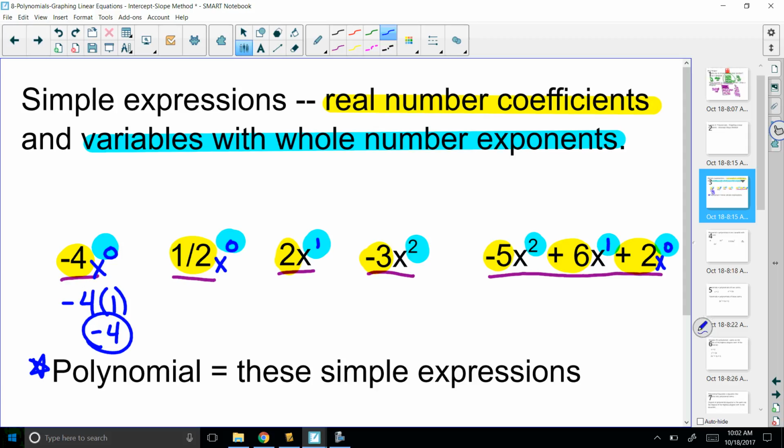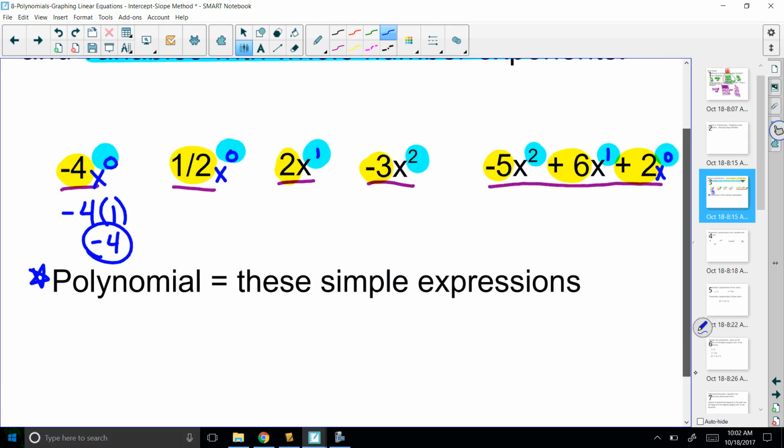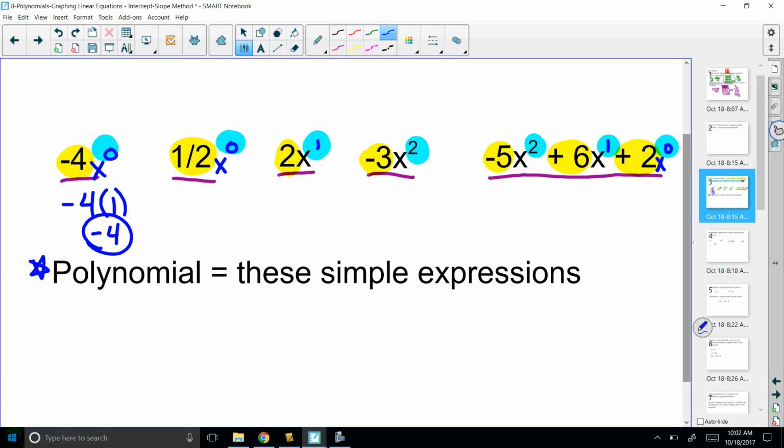Your book mentions, oh, wouldn't it be nice if they could just call it binomials because they're simple. But instead they give you this complicated word that says polynomials. And the only thing that polynomials are, poly kind of means, what does poly mean as a prefix? Many. So it means many terms, but those terms have to be simple. So you have to have real number coefficients, and whole number exponents. And as long as you have that, you have what's considered a polynomial.